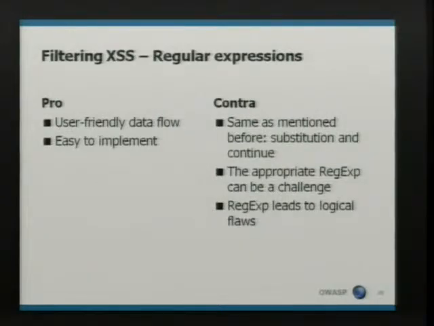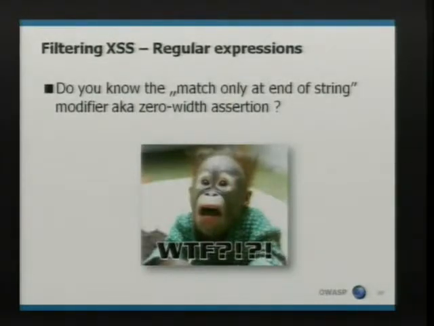Next, we have regular expressions. In general, on the pro side we have the same ones, and on the con side we have the same problems as before, but we should know that writing a regular expression can be a really great challenge, depending on what you have to do, and regular expressions also lead to logical flaws. So my question is, do you know the match-only-at-end-of-string modifier, which is part of the zero-width assertion section? Is somebody here who knows this?